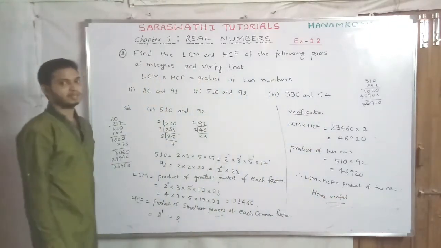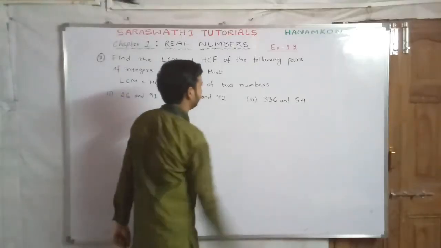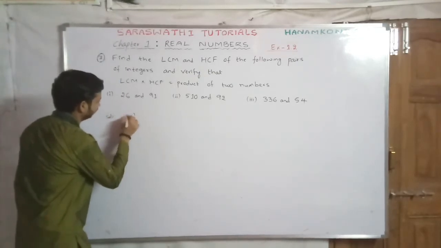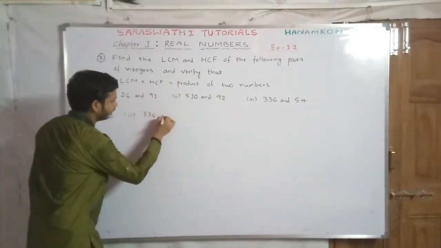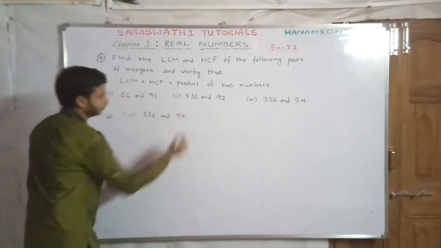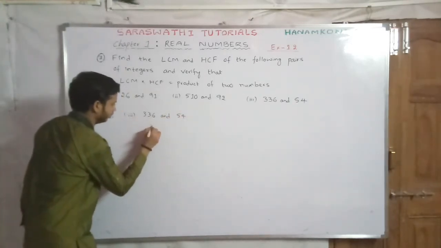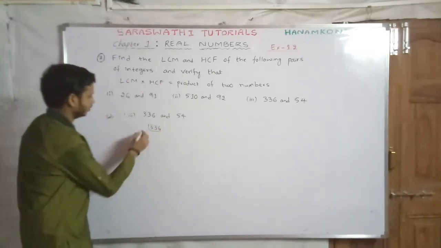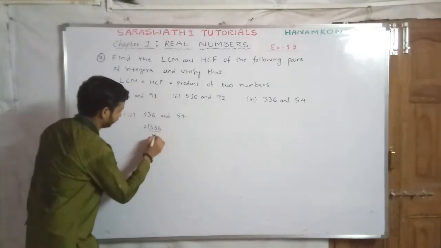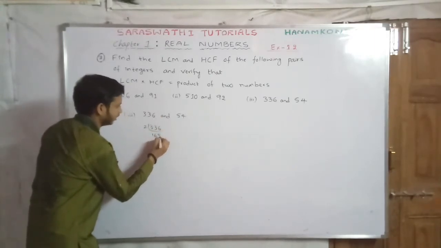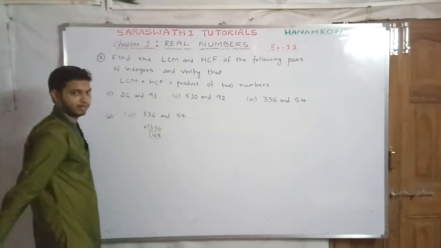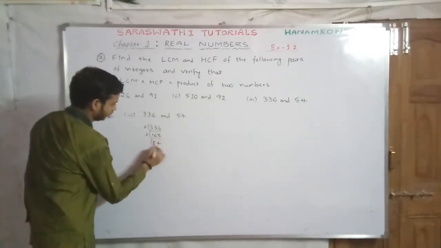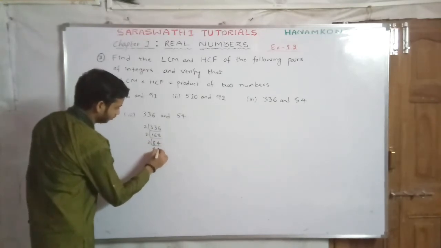Now let us solve the third one. The next question is 336 and 54. Let us factorize 336 first. Since the last digit 6 is even, it is divisible by 2. 2 1s are 2, 2 6s are 12, and 2 8s are 16. Again the last digit 8 is even, so it is divisible by 2. 2 8s are 16, 2 4s are 8. The second last digit 4 is even, so it is divisible by 2. 2 4s are 8, 2 2s are 4.